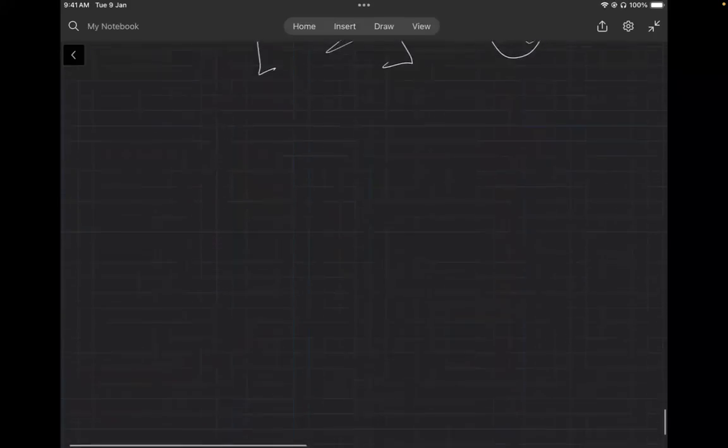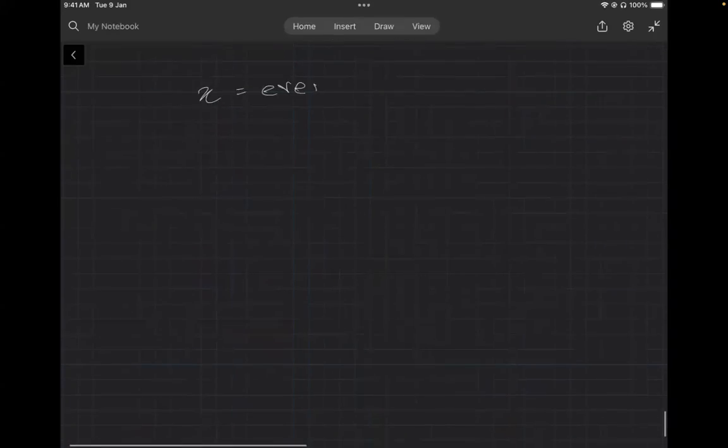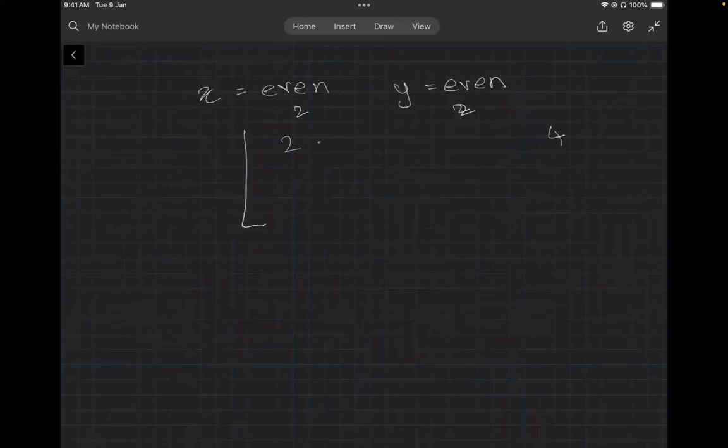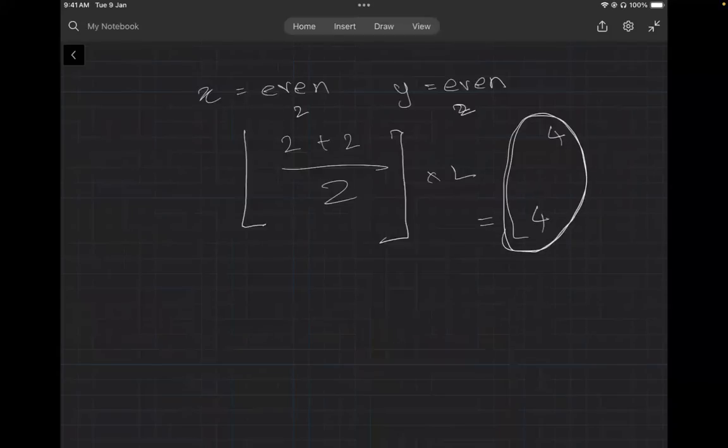Now let's see what happens when x is even and y is even. If x is even and y is even, then let's take 2. These are the smallest even numbers. So x is 2, y is 2, x plus y is 4. 2 plus 2 divided by 2 into 2: 2 plus 2 is 4, divided by 2 is 2, 2 into 2 is 4. So here also the sum remains intact.